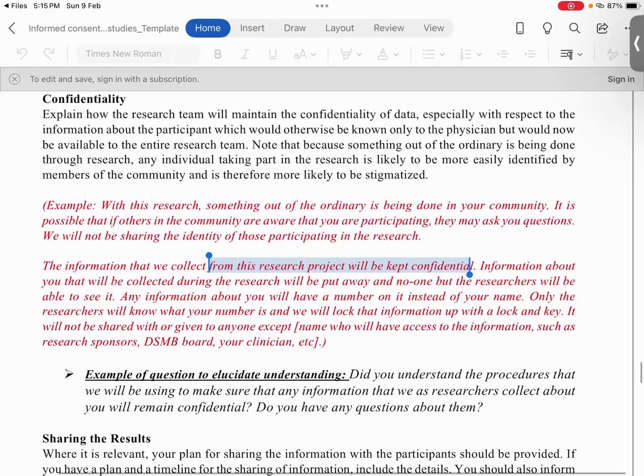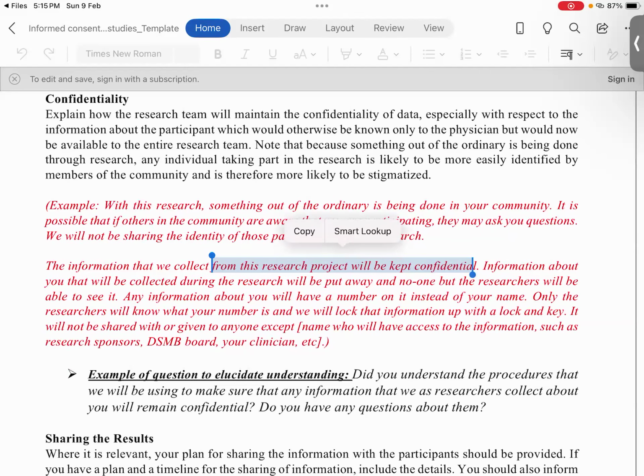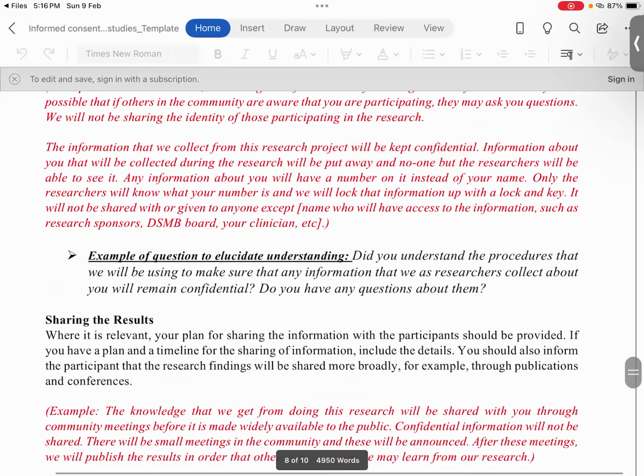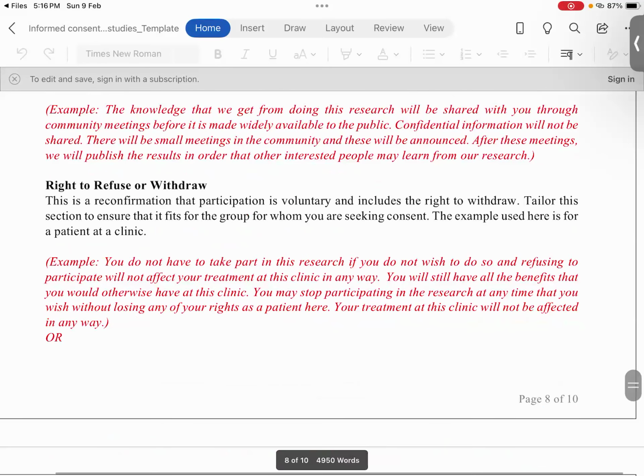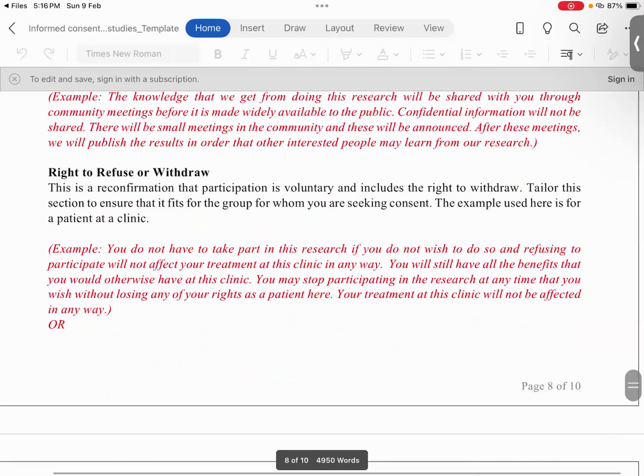Information about you collected during research will be put away. No one but the researcher will be able to see it. So you are telling them that their information, their data, will be protected. Okay, so see the right to withdraw. You can withdraw at any time.